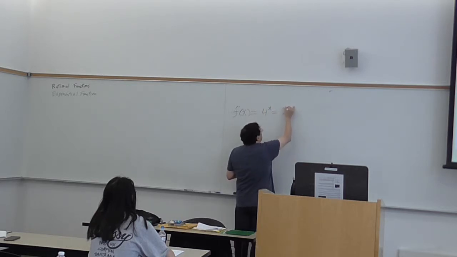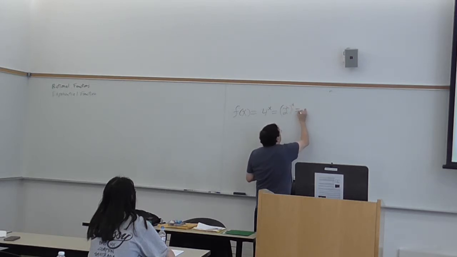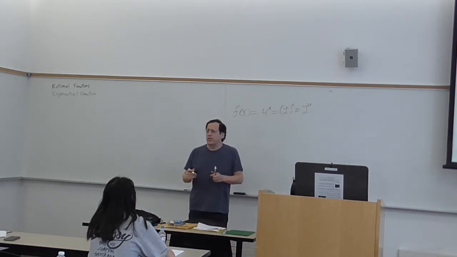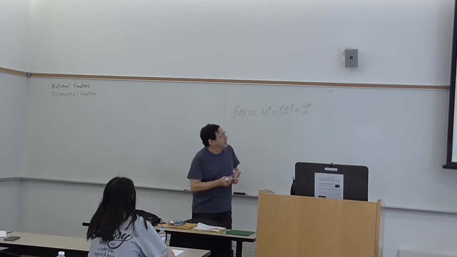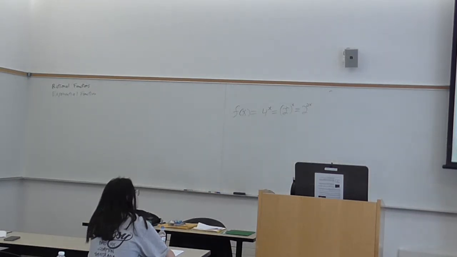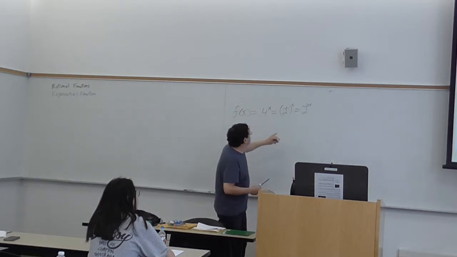That's 2 squared to the x, which is just 2 to the 2x. That is, it's just a transformation between them, a stretch transformation. All I have to do to get 4 to the x is to stretch 2 to the x times 2.